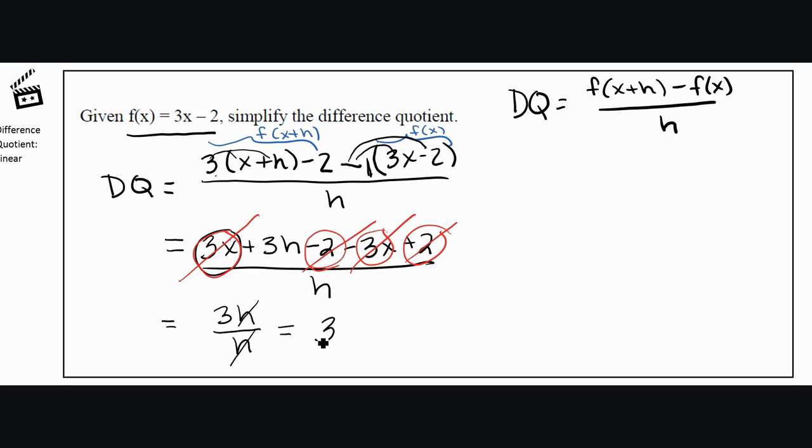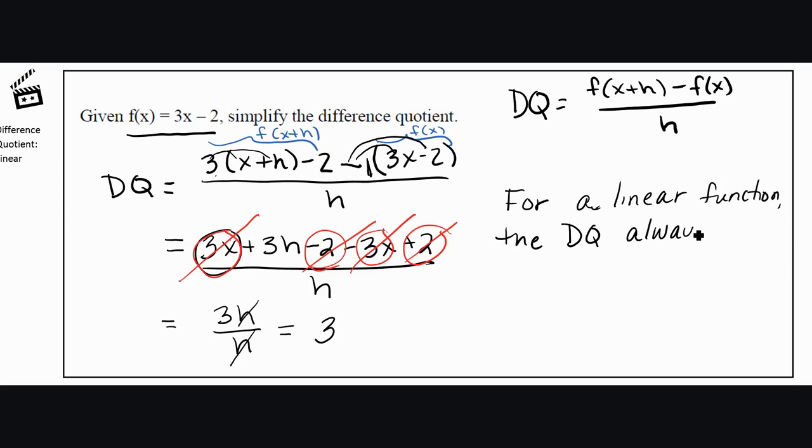Now, just a little hint, and the difference quotient, a lot of it is actually the work that we want to see, but for a linear function, so something that graphs as a straight line, the difference quotient is always equal to the slope. So that means if we have a function that looks like f of x equals mx plus b, like we do here, this would be our m, and then our x, and negative 2 would be our b.